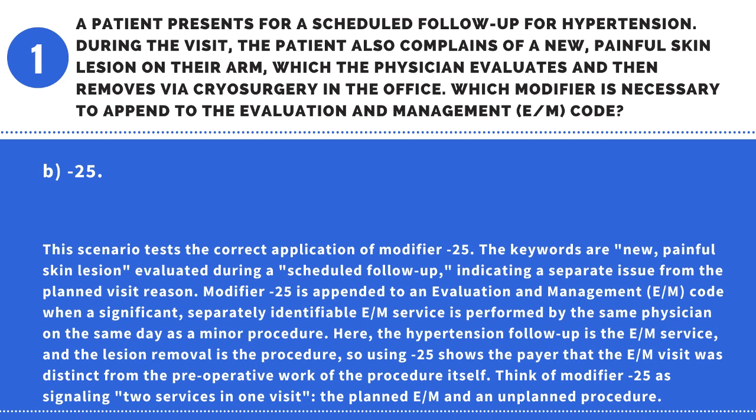Here, the hypertension follow-up is the E/M service, and the lesion removal is the procedure, so using -25 shows the payer that the E/M visit was distinct from the preoperative work of the procedure itself. Think of modifier -25 as signaling two services in one visit, the planned E/M and an unplanned procedure.